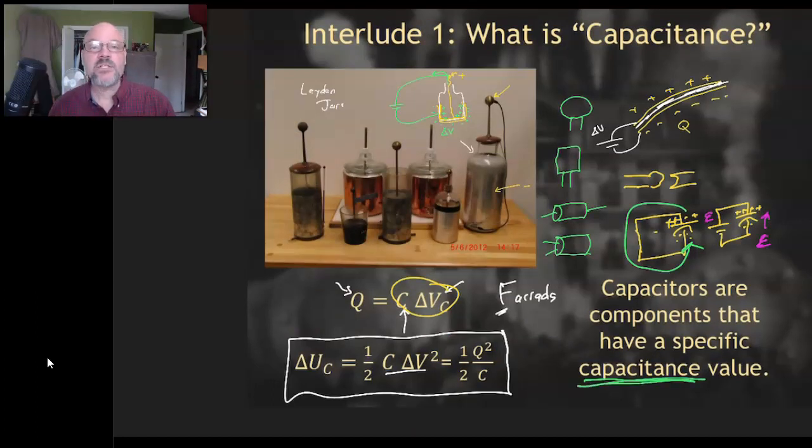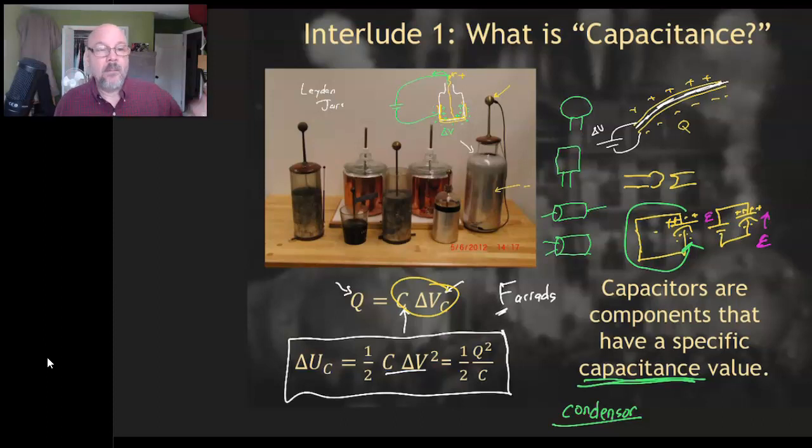Capacitance is the ability to store charge, and a capacitor is an object that can store charge with a specific value. Occasionally, this is kind of an old term, you might see the term condenser. Sometimes on a motor or something like that, you might see the word condenser. That means it's a capacitor.